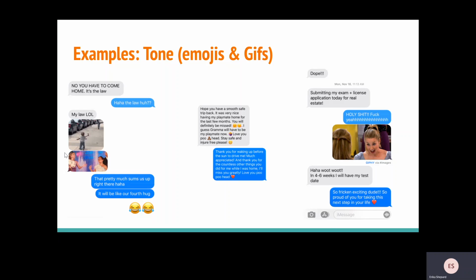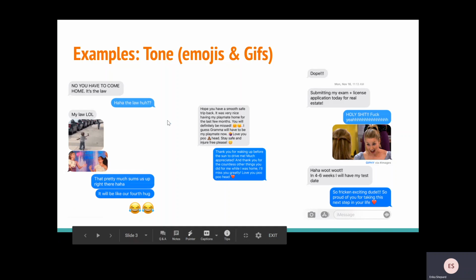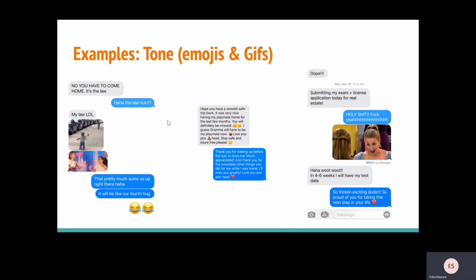We're going to look at the one on the far left first, and we see that it almost has all of the examples that I mentioned before. So we start out right away with all caps. No way, you have to come home. And she's not yelling that at me as in like, no, you have to come home. You have to come home right now. It's more like, no, you have to come home. Like, please, come on, come home.